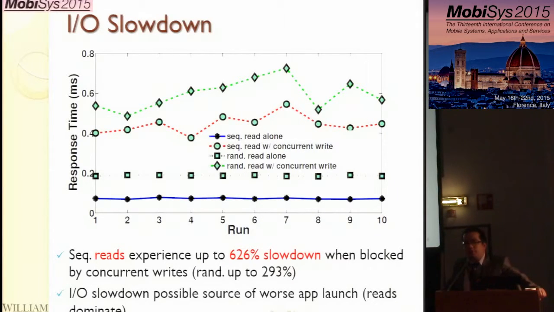So this I/O slowdown, we think, is a possible source of worse application launch. Why? Well, because when you launch an application, obviously there are a lot of reads going on. So reads dominate, and this might be causing that, right? So reads are slowed down by writes significantly. The question is whether it is also the other way around, whether writes are slowed down by reads, because that might affect our solution. Thankfully, it is not the case, and there is a huge asymmetry between read slowdown and write slowdown.